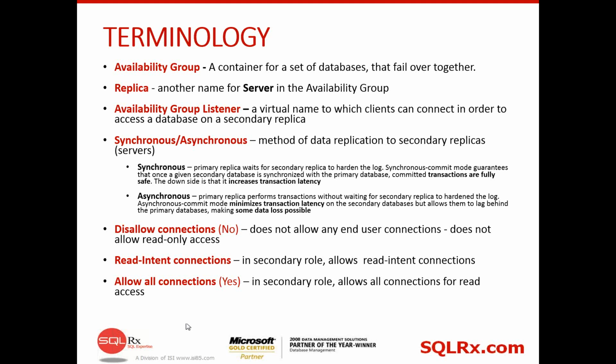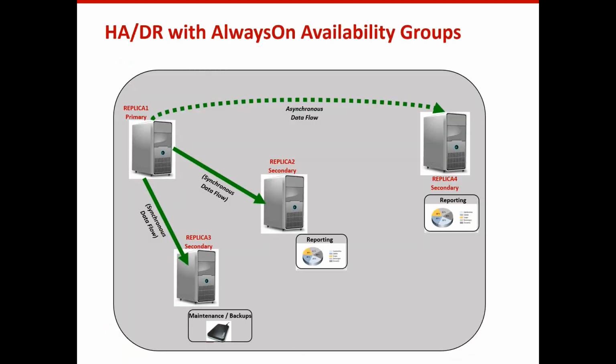All right, let's move on and look at a simple illustration of an AlwaysOn availability group. Now, this is just one way that you could possibly configure your group. What I've done here is I've got one primary replica, and I've got 3 secondary replicas.